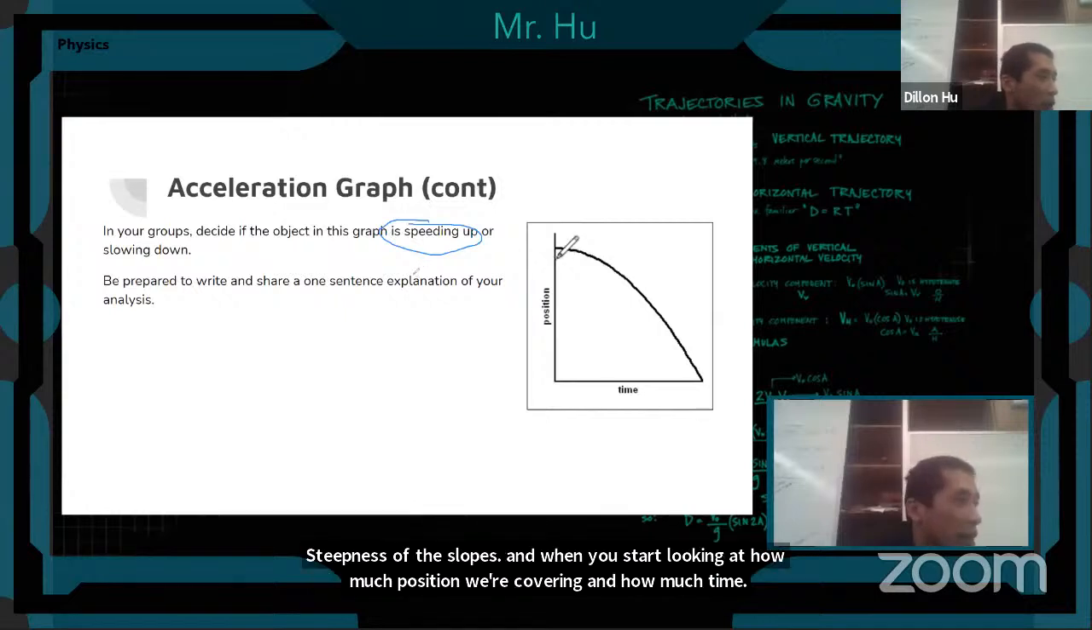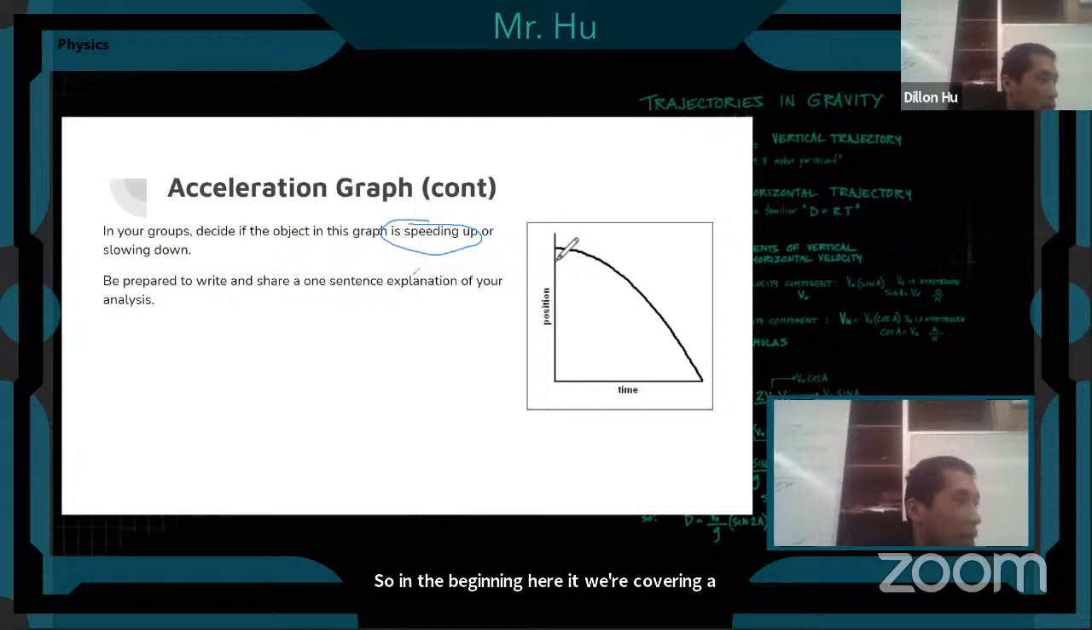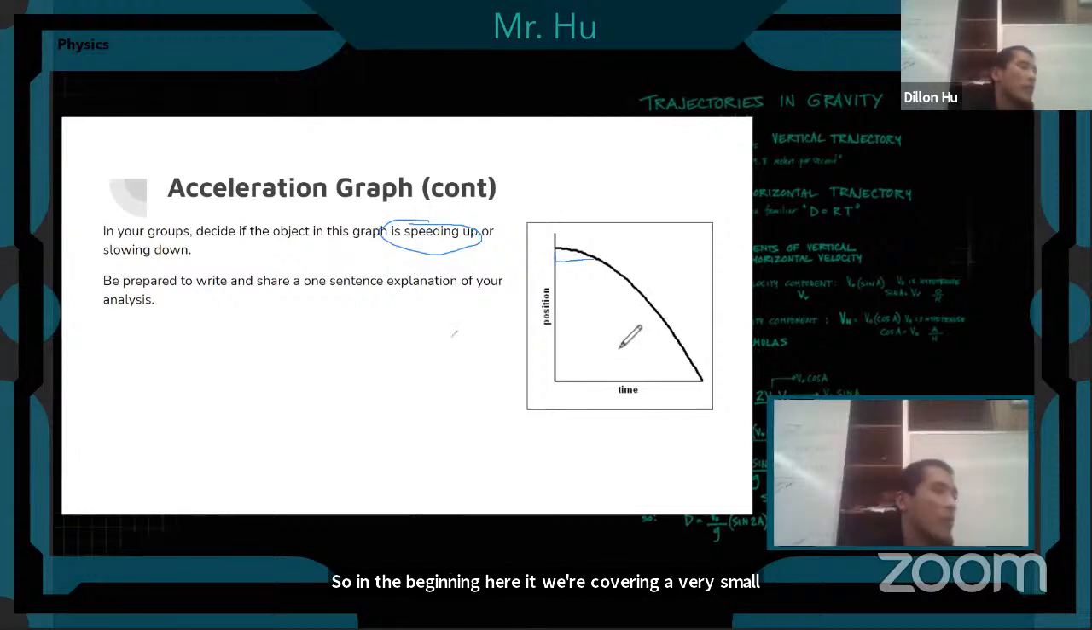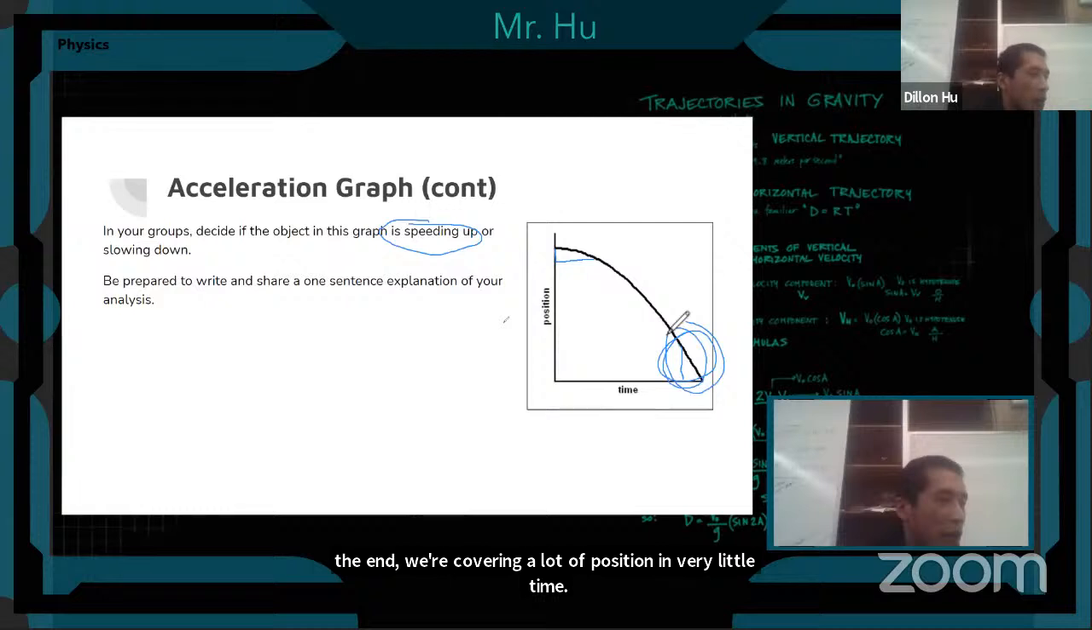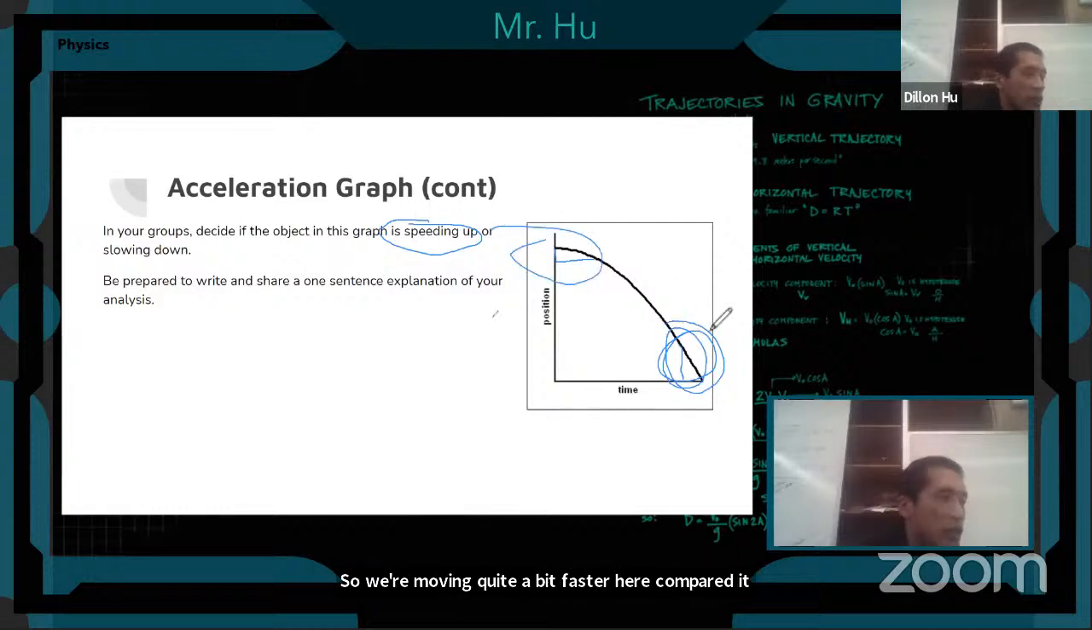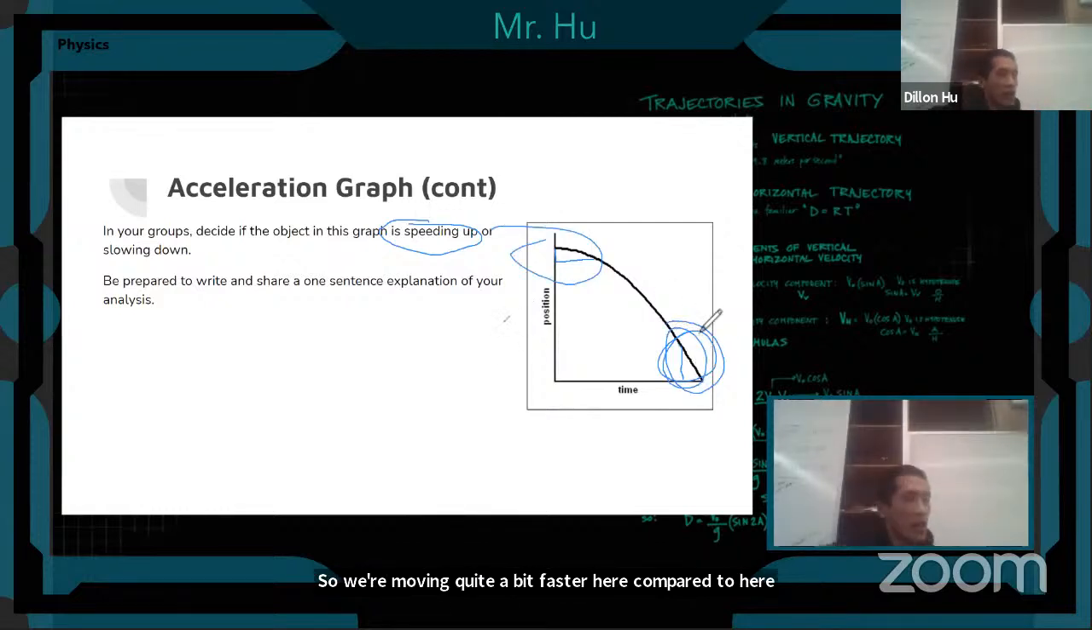So in the beginning here, we're covering a very small amount of position in a lot of time. In the end, we're covering a lot of position in very little time. So we're moving quite a bit faster here compared to here, right? If we also look at the slope, towards the end it is a lot steeper than the slope in the beginning, which means that when the slope is a lot steeper, we're moving a lot faster. When our slope is a lot less steep, it means we're moving a lot slower. Our velocity is closer to 0 when our slope is more horizontal.